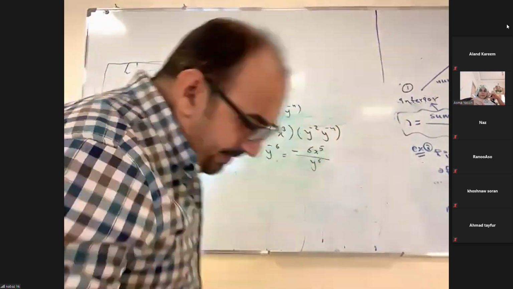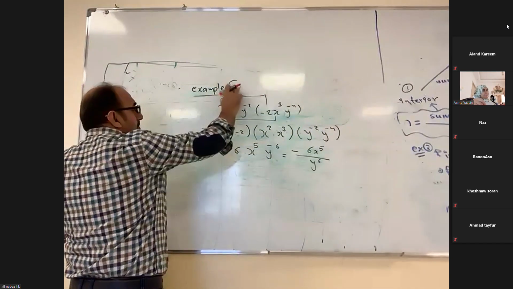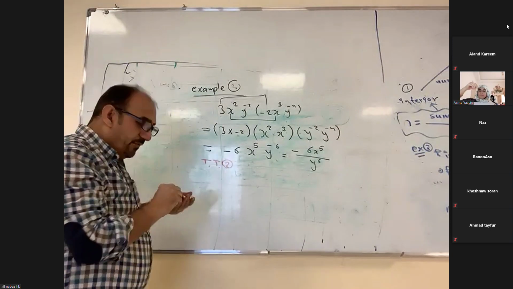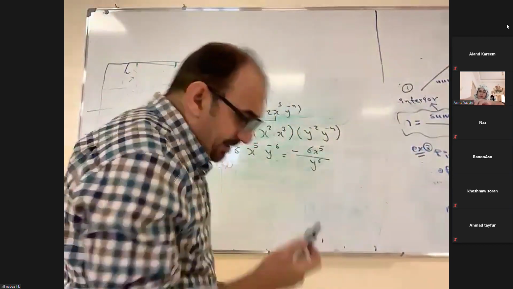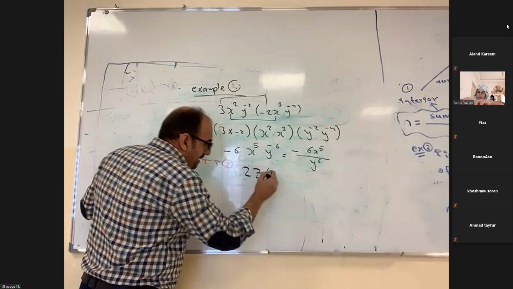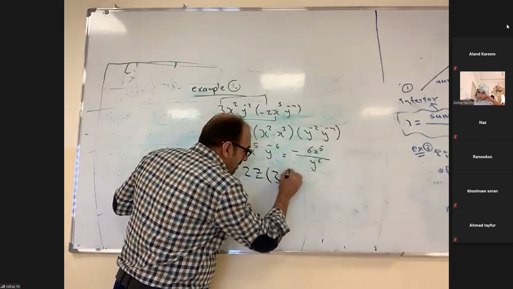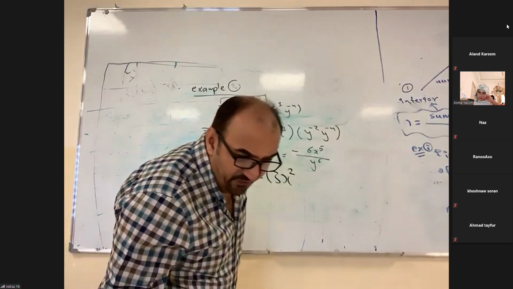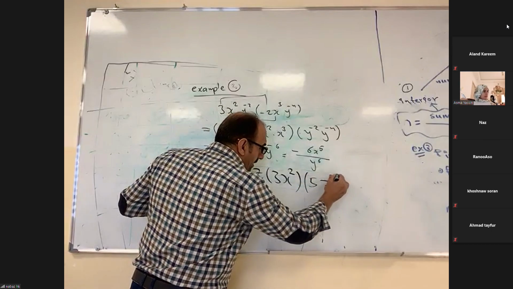Try this example 2. I think it's example 2, right? We do it. Now try this example 2. We have 2z to the right minus 3x squared, and 5z to the power 3.